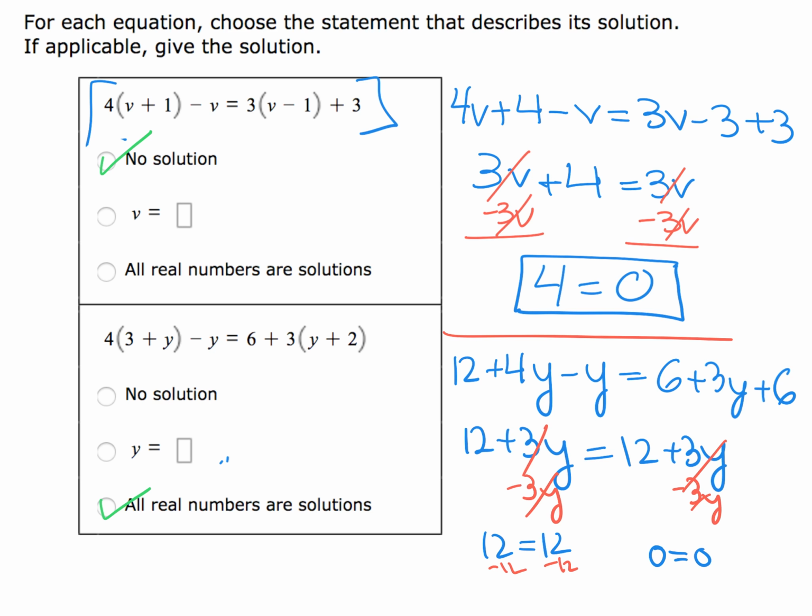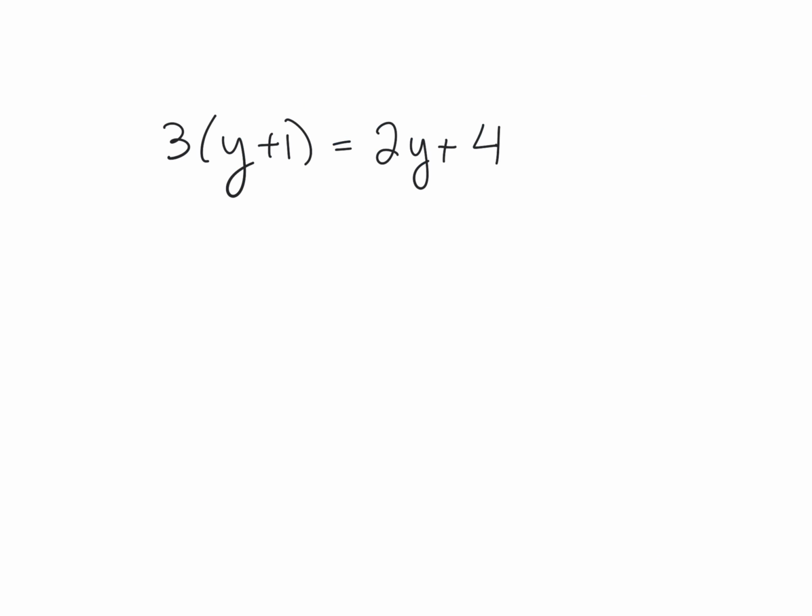As opposed to this, which doesn't have any examples where you just have one solution, but let me just give you a quick example of that. Okay, so if we had something like this, 3y plus 1 equals 2y plus 4, and we want to know how many solutions are there? Is there just one solution, infinitely many, no solutions? So we go through the same steps. So we distribute: 3y plus 3 equals 2y plus 4.